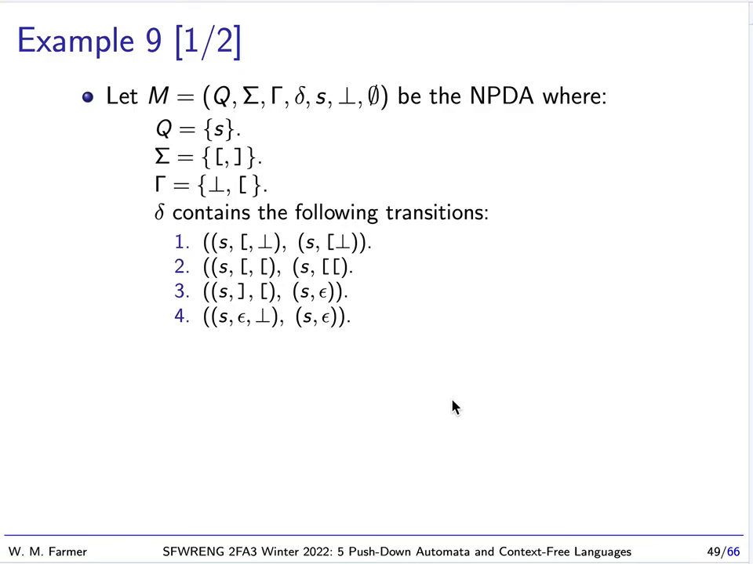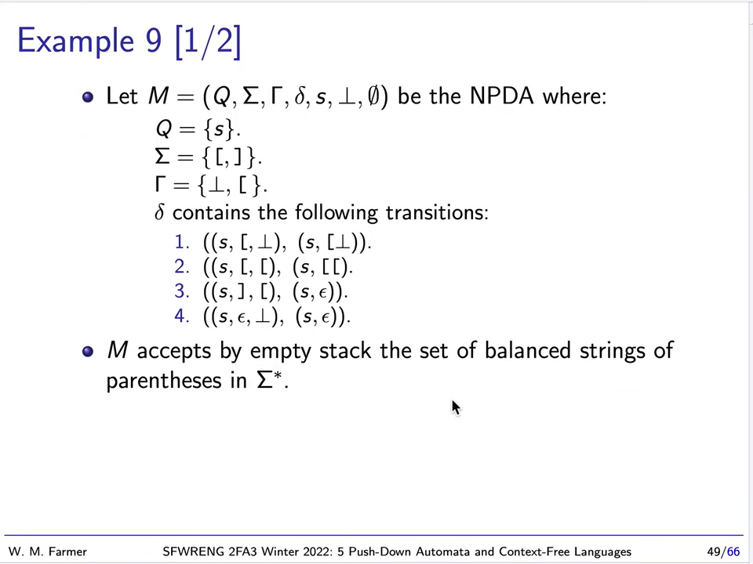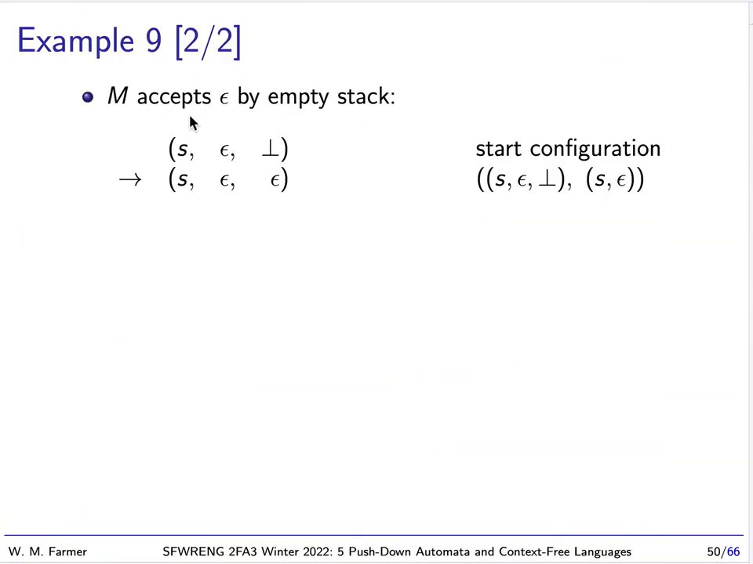So let's see how this works. This machine is going to accept by empty stack the set of balanced strings of parentheses in sigma star. So we've already talked about this language. This language is context free, and M is going to accept that. Let's look at some examples of how it works. So the first case is M will accept the empty string. We start off with the initial configuration, the start configuration. We're in state S.